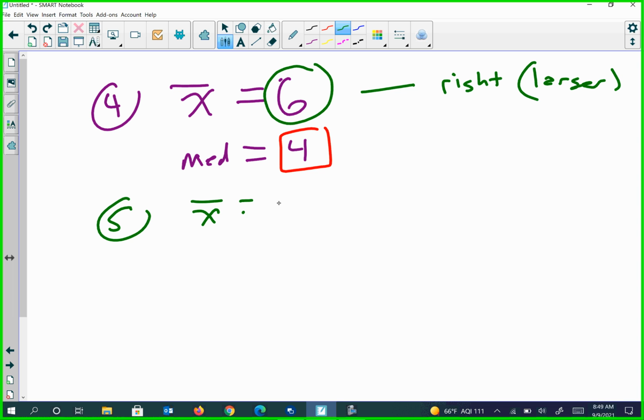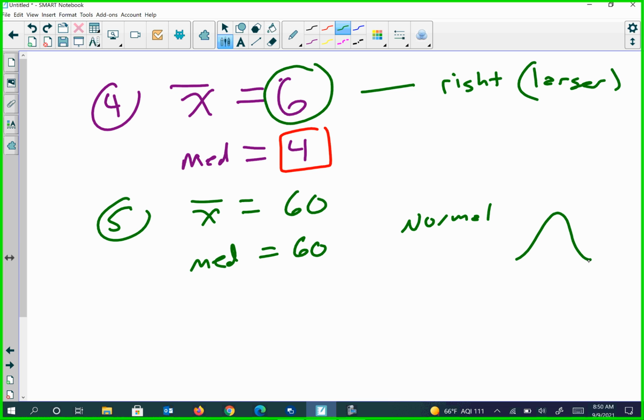Number 5 says assume the data set has a mean of 60 and a median of 60. So I would say this is a normal distribution. You don't have anything pulling your mean to the right or to the left. It's just falling right in the center. So this is a nice normal curve with our data if we drew that over top of it.